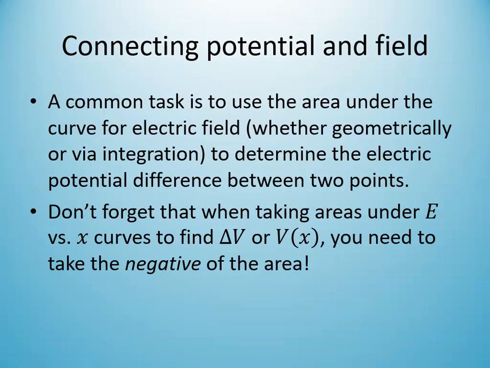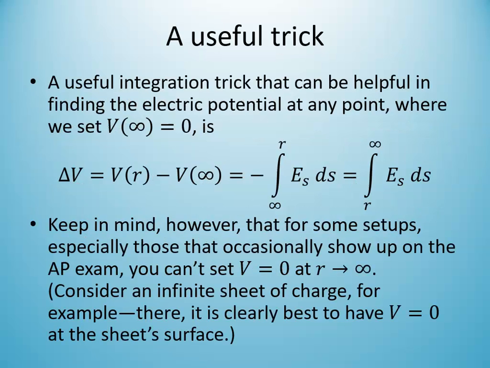So a common task is to use the area under the curve for the electric field to figure out the electric potential difference between 2 points. This often comes up as a multiple choice problem in the AP exam. Also, what they will often do is they will give an answer that just corresponds to the area, but the correct answer would be what you would get by putting a negative in front of that area, and we'll take a look at an example of this soon.